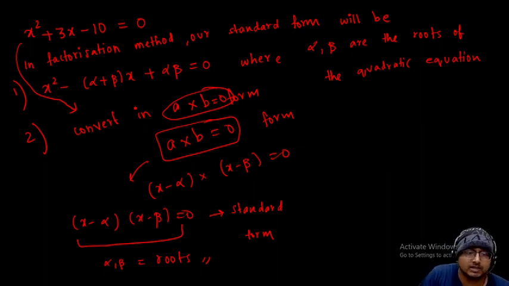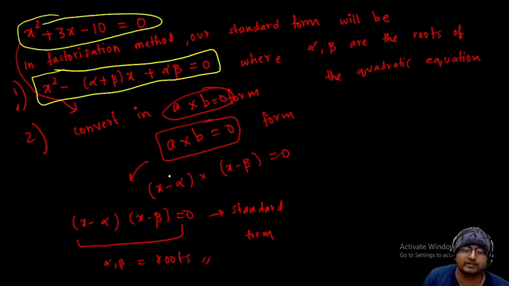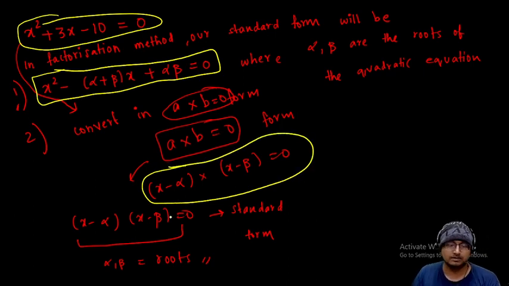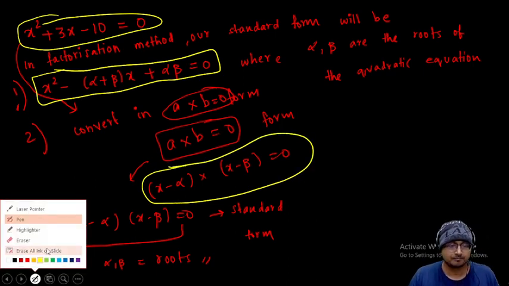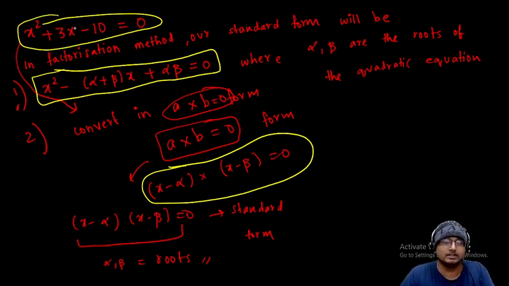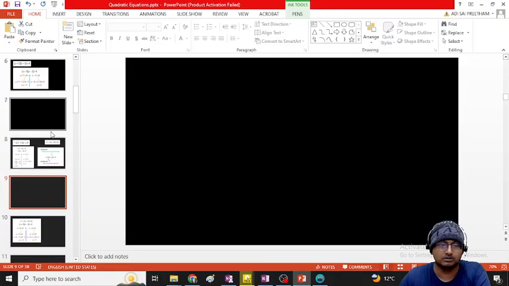So first we will do it in this method. This is x square. We will see the comparison of the equation in this form: x square minus alpha plus beta into x plus alpha beta equal to 0. This comparison we will see, and we will bring it into the other form also further. Okay, let us solve this problem. Take x square plus 3x minus 10 as the problem, right? I'll take one more slide.